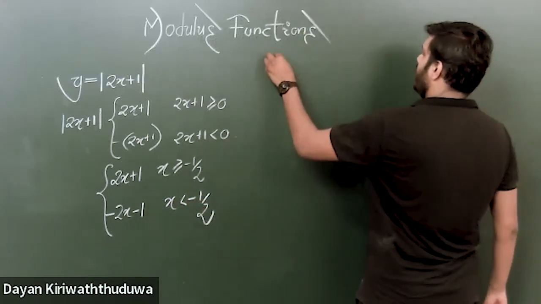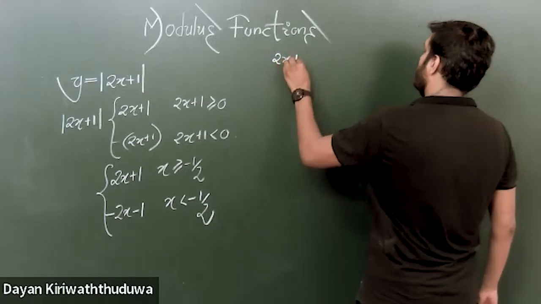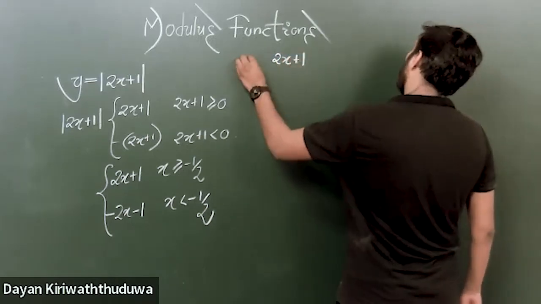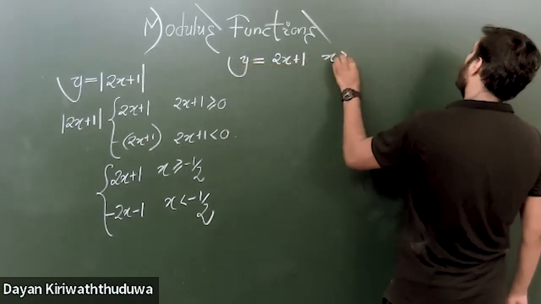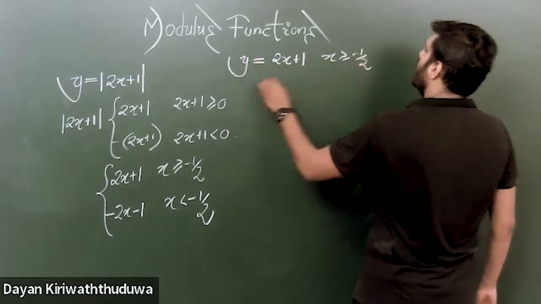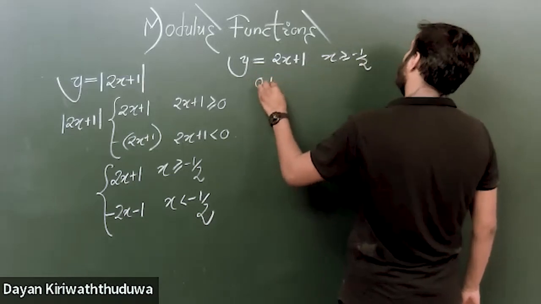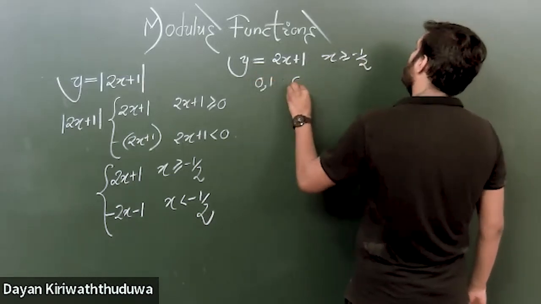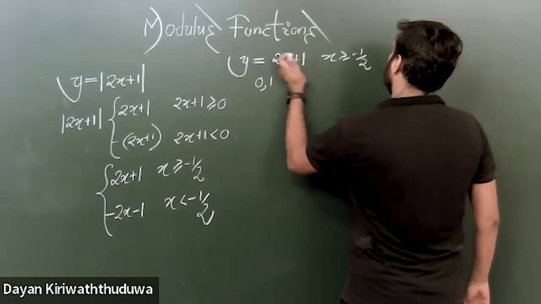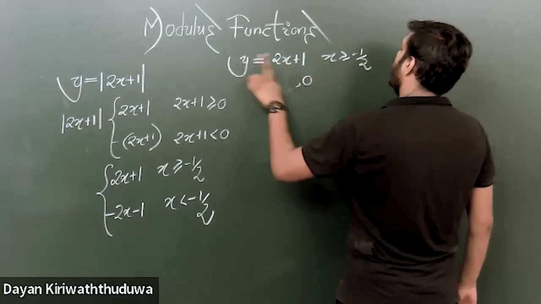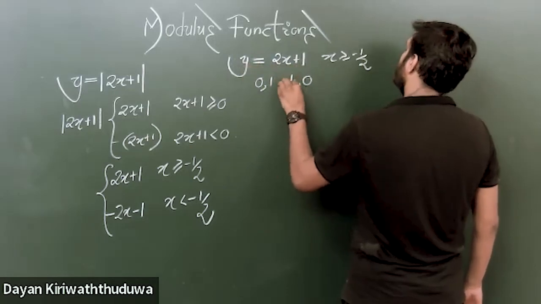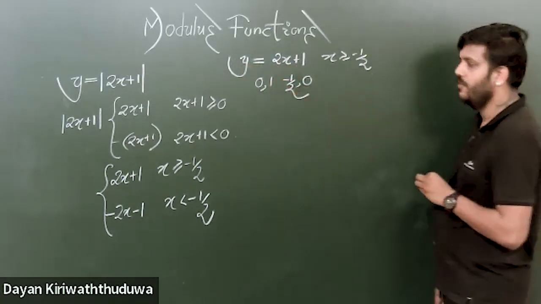So we can write y equals 2x plus 1 when x is greater than or equal to minus half. This is a plus 1. When x value is 0, y value is 1. When y value is 0, x is minus half. These are 2 points.